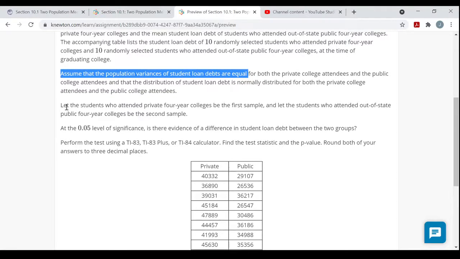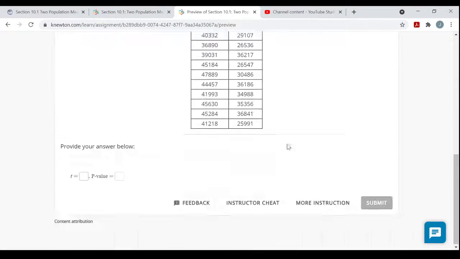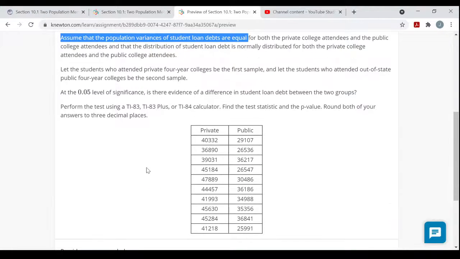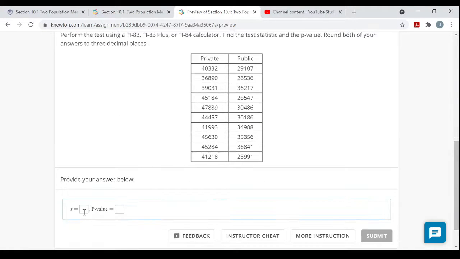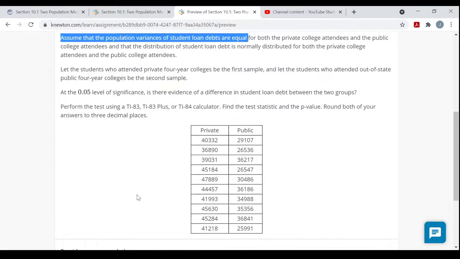All right. So let the students who attend private four-year colleges be the first sample. Let the students who attend out-of-state public four-year colleges be the second. At the 5% level of significance, is there evidence of a difference in student loan debt between the two groups? Now find the test statistic and p-value, rounding both to 3 decimal places. These will come up on the calculator.